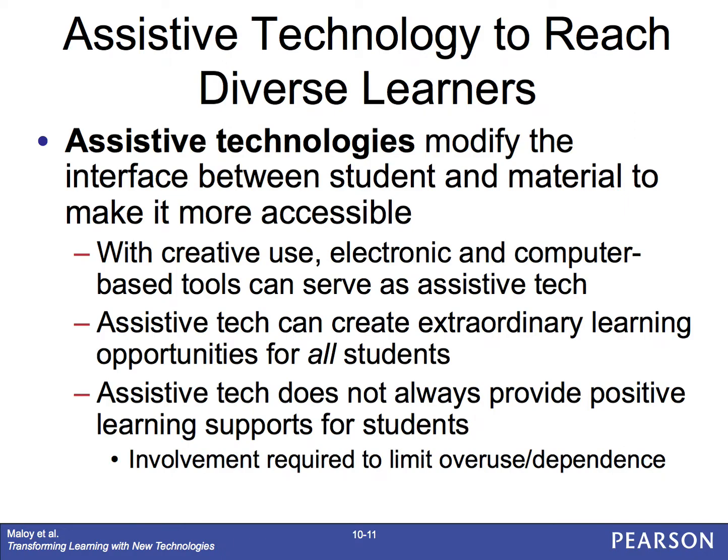Assistive technologies to reach diverse learners. There's a lot of stuff out there that we can use. Those include, for somebody that is sight impaired, has trouble seeing, you can get different types of technology that blows up every word so they can read it better. There's just a myriad of different things out there.